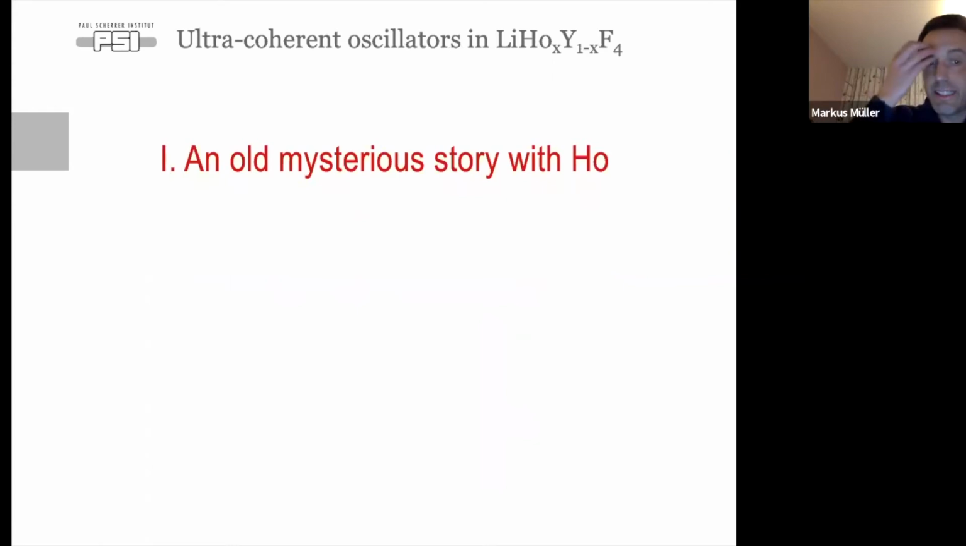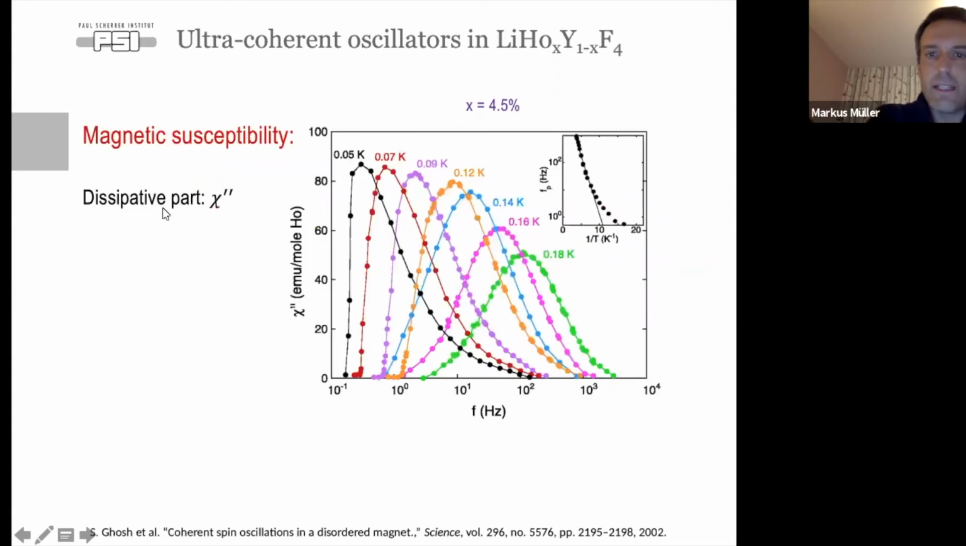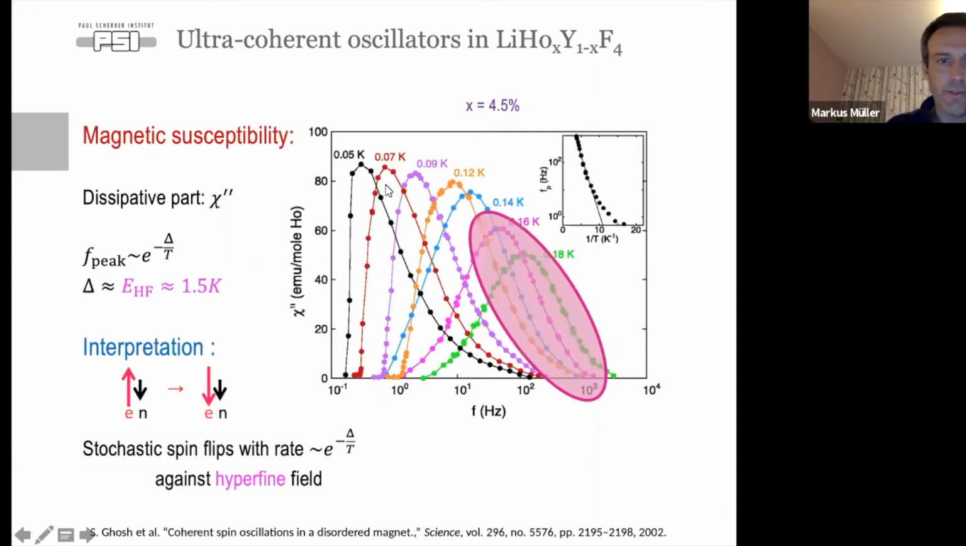Now let me start and get practical. I'll start with an old mysterious story in a holmium compound, this lithium holmium yttrium fluoride. What is that about? Well, long ago, in 2002, people looked at the magnetic susceptibility of this material at low dilution, so the holmium sits only on every 20th site. You look at the AC susceptibility, the absorptive part and the dissipative part, and you see that the peak moves to the left to lower and lower frequency, and you find that this follows an Arrhenius law.